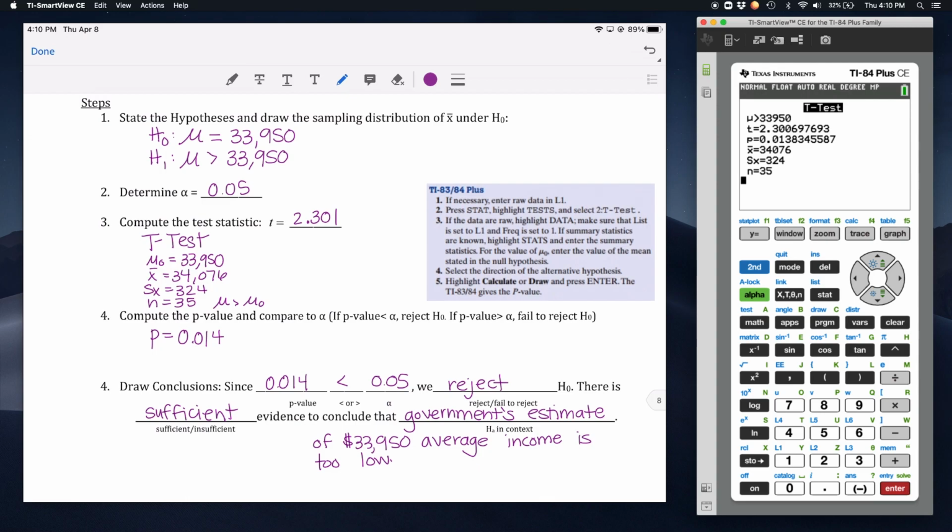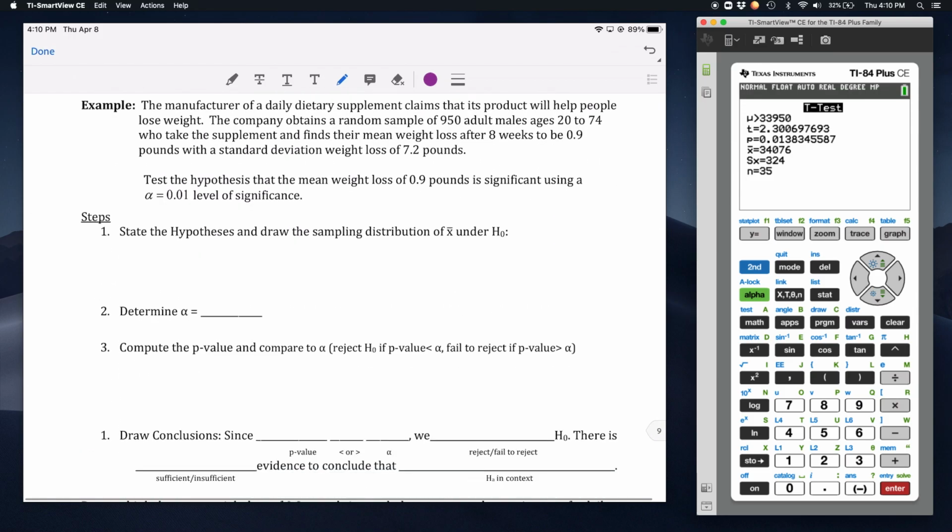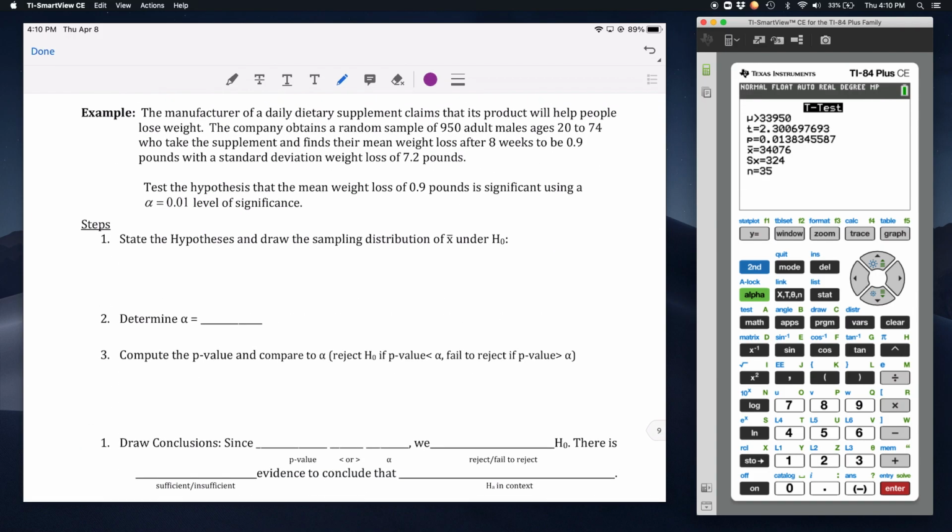Okay, let's go ahead and look at the next page then. The next one: the manufacturer of a daily dietary supplement claims that its products will help people lose weight. The company obtains a random sample of 950 adult males at ages 20 to 74 who take a supplement and finds their mean weight loss after 8 weeks is 0.9 pounds, with a standard deviation of weight loss of 7.2 pounds. Test the hypothesis that the mean weight loss of 0.9 is significant using an alpha of 0.01 level of significance.